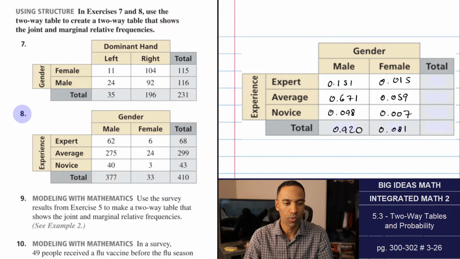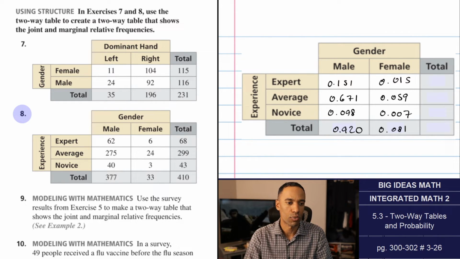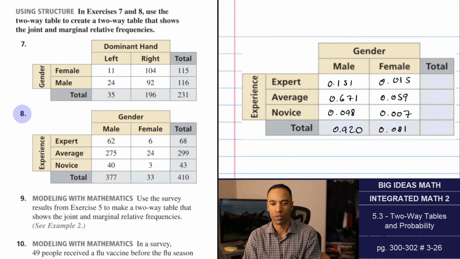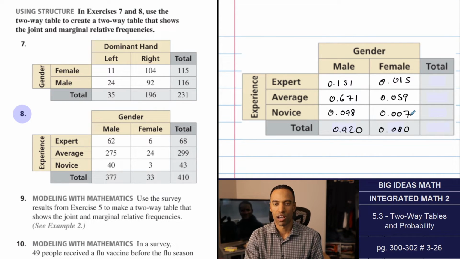So what I should be doing, 6 plus 24 plus 3 is 33, right? What's 33 divided by 410? Well, it rounds to 0.0804. So that actually rounds to 0.080. That is an example of not rounding early. So I guess I did make my point and I spoke too soon before. That should say 0.080. So y'all, don't round early.